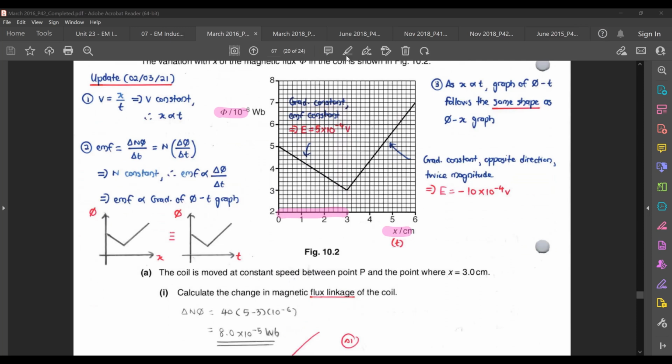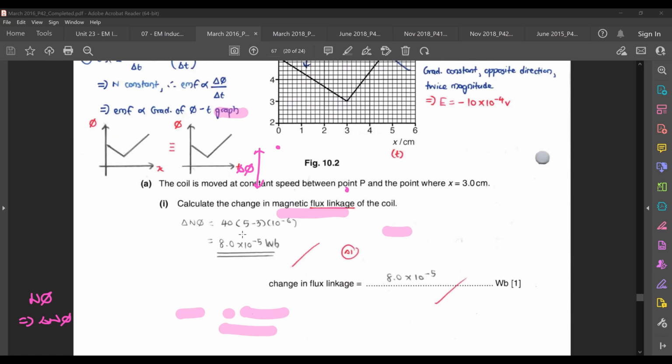If you were to get the difference between this point and this point, this is really just change in flux. To get flux linkage change, you need to multiply with N. Because if flux linkage is this, change in flux linkage is going to be this. So change in flux linkage, you just take the number of core turns, multiply with your flux change. 5 minus 3 times 10 power minus 6, you're going to get 8 times 10 power minus 5 Weber. So this one will be okay for 1 mark.